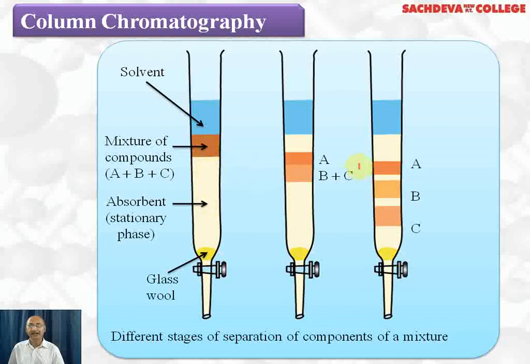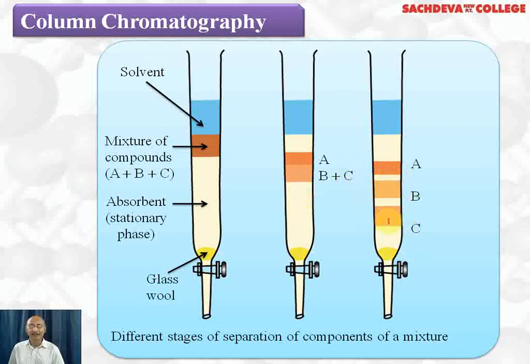See the second diagram, one component, A, has got separated. Now B and C have less adsorbing power than A. A has more adsorbing power, so it will move slowly. B plus C have less adsorbing power, so they will move faster. So A is separated from B and C, and in the third diagram, if you see, A is separated, B is separated, and C is also separated.